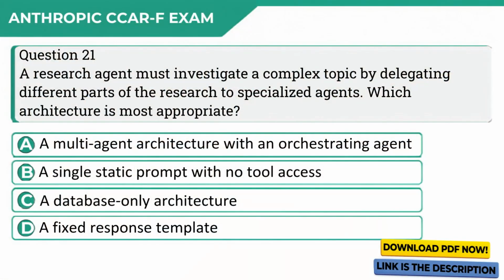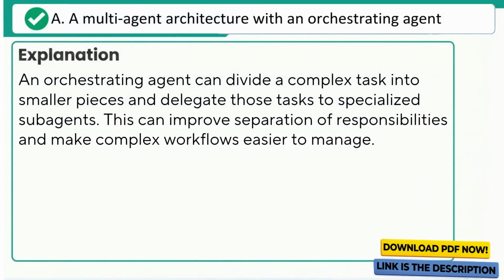Question 21. A research agent must investigate a complex topic by delegating different parts of the research to specialized agents. Which architecture is most appropriate? A. A multi-agent architecture with an orchestrating agent. B. A single static prompt with no tool access. C. A database-only architecture. D. A fixed response template. Correct answer, A.